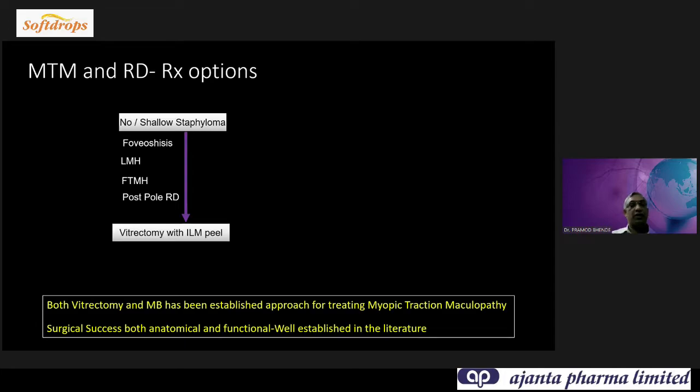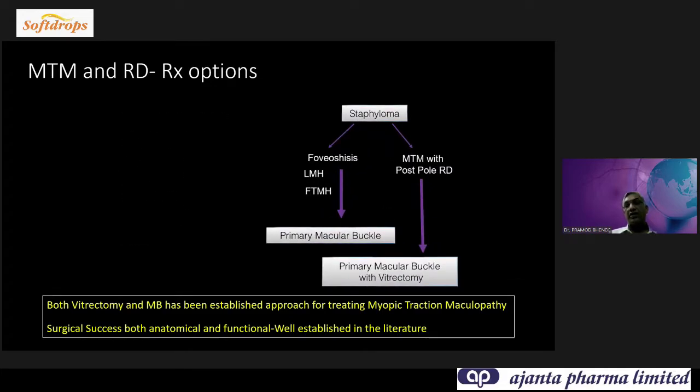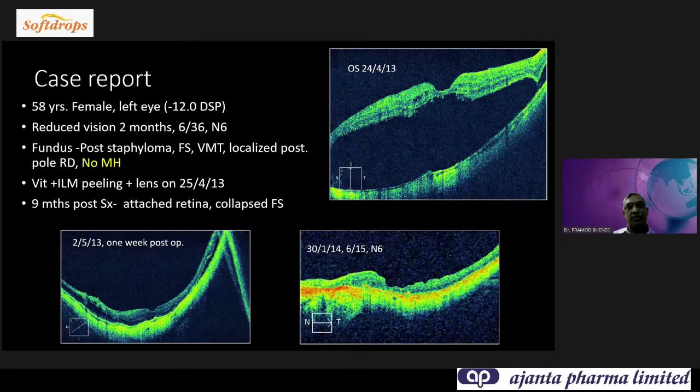If you have a shallow staphyloma or there is no staphyloma at all, along with a lamellar or full thickness macular hole or foveal schisis, probably vitrectomy with ILM peeling is the option. But if the staphyloma is large enough and you have a foveal schisis but no underlying detachment, primary macular buckle can be tried. But if you have a posterior pole detachment along with tractional maculopathy, probably these eyes need buckle combined with vitrectomy. Both options are acceptable.